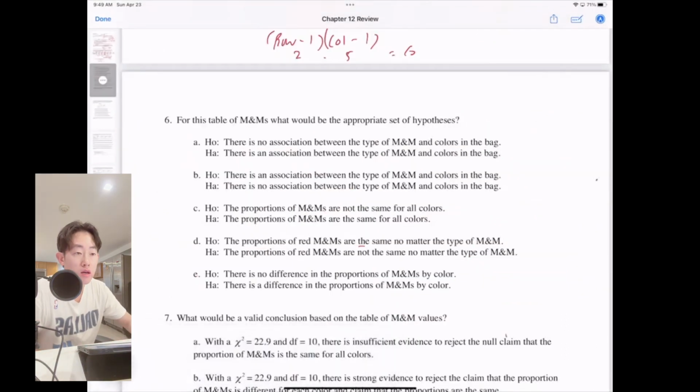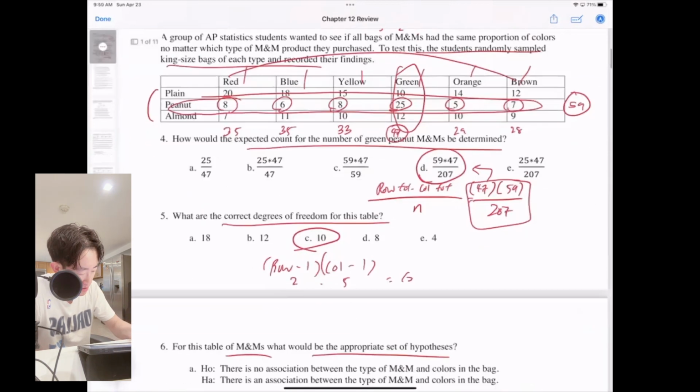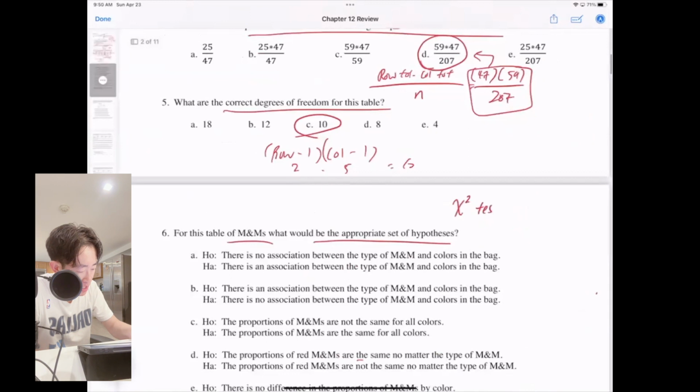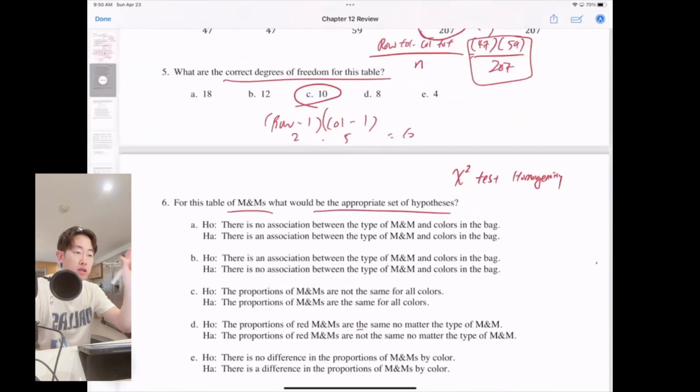Okay, so here is the explanation for number 6. For number 6, for this table, M&Ms will be the appropriate set of hypotheses. First of all, you have to understand that this is going to be a chi-square test for homogeneity, because what we're trying to see is, are there going to be any differences in the distribution of the colors for each different type of M&Ms.